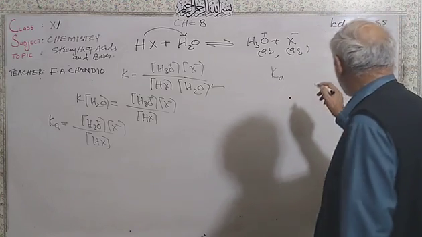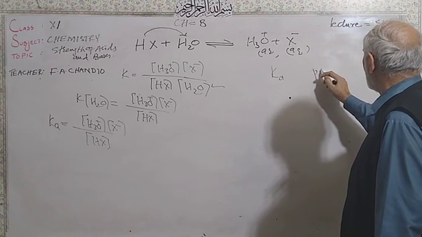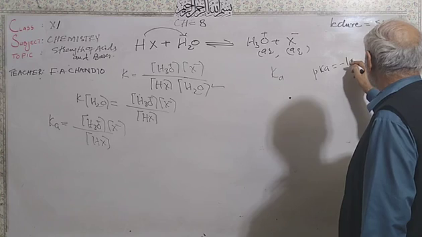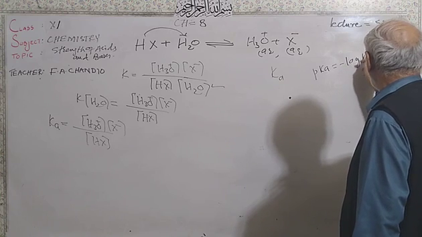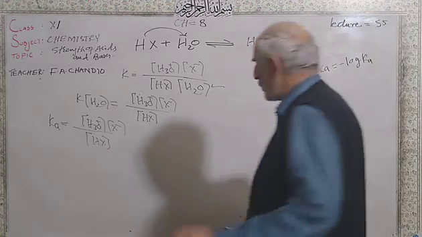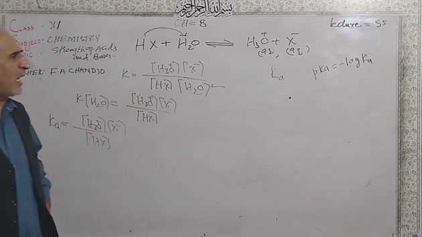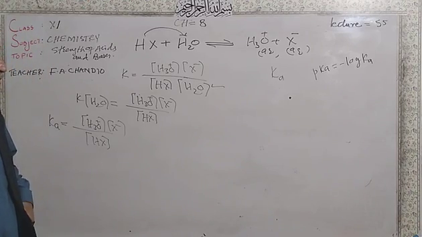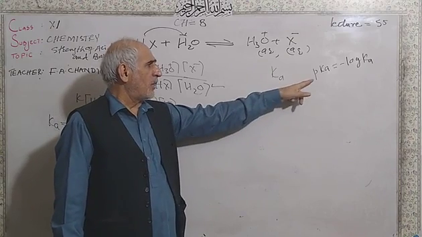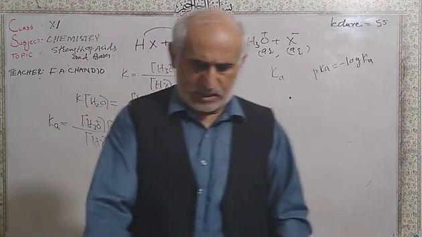Then there is another way we prefer to write it: pKa equals minus log Ka. If you see this table, when the Ka value is very large, pKa will be small. If the value of Ka is very large, the pKa will be very small, and the acid is highly dissociated.